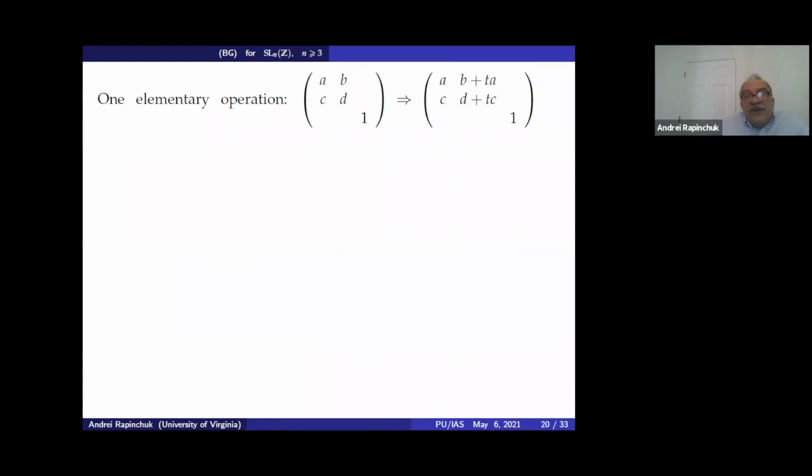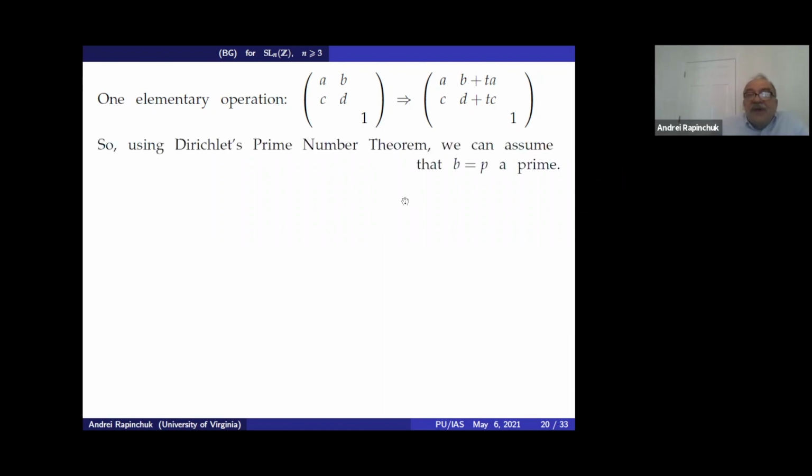Now, this equation represents the effect of one elementary operation. So I multiply the first column by A and add it to the second column. That's what I get. And as you see in the right upper corner, I am getting an arithmetic progression. So using Dirichlet's theorem, we can actually assume that this element B is a prime number.